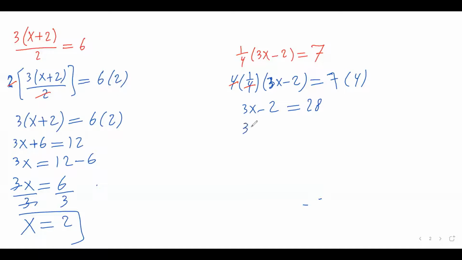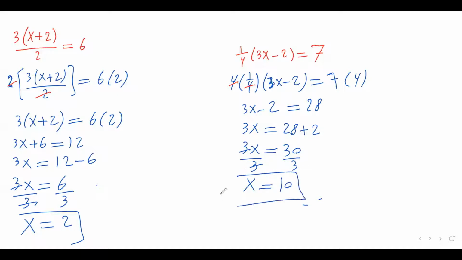So I leave this 3x on the left side, equals, and I have to move this negative 2 to the other side, so it becomes positive 2. So 3x equals 28 plus 2, which is 30. Now we have to divide both sides by 3. This 3 and this 3 cancel each other out. On the left side, I have x, and on the right side, I have 30 divided by 3, which is 10. This is our answer.